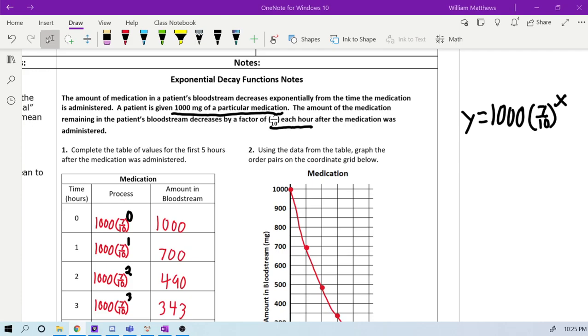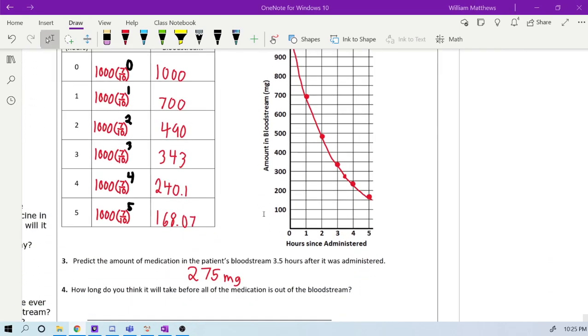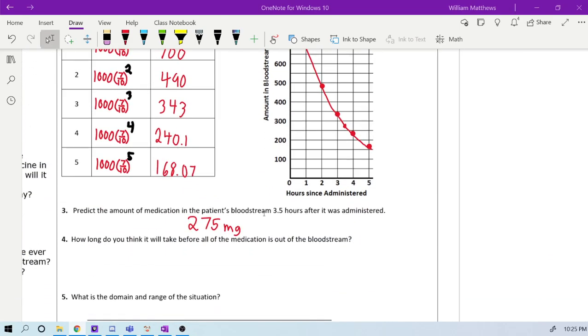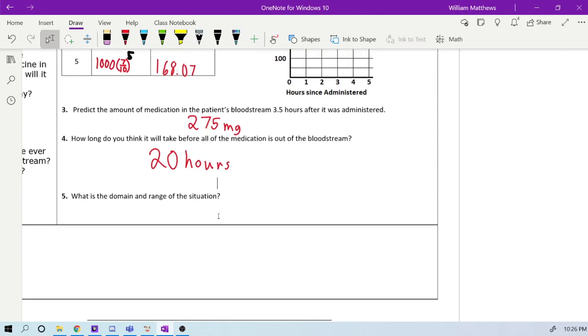$20 is when I first reach a decimal that is below 1, so I'll use that for this example. So I would say more than 20 hours. And this I was using a table that was on a separate screen using Desmos graphing calculator. Now, the domain and range for the situation, which is key. We want domain and range of the situation.